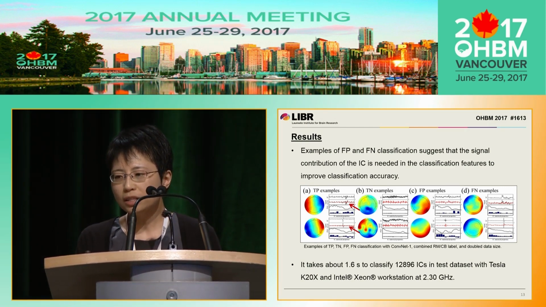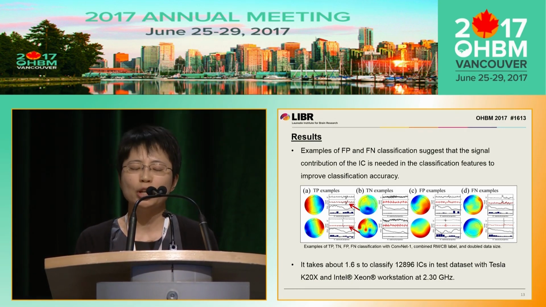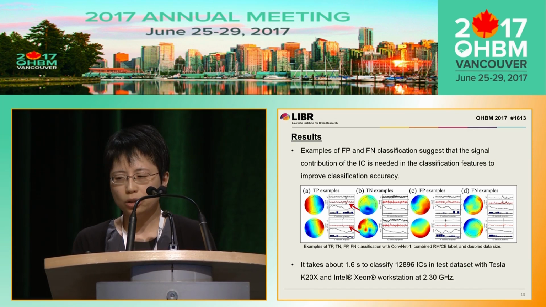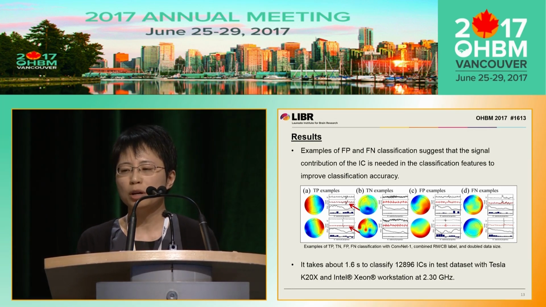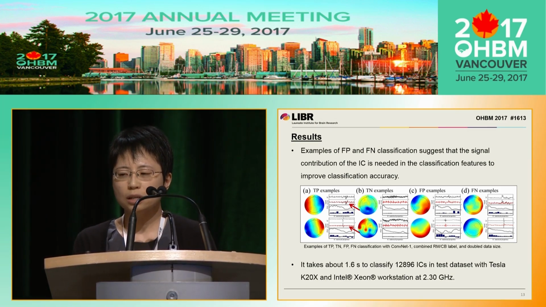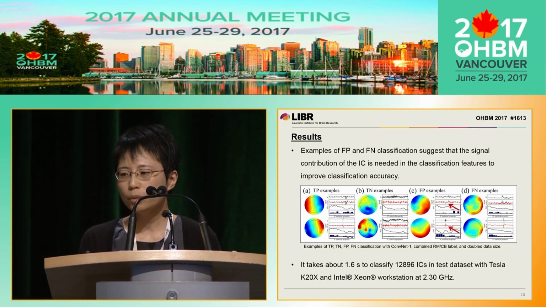Examples: the ICs in the true positive classification examples are the textbook standard examples for motion ICs, showing opposite polarity in the topographic map, peaks in the motion frequency range of the power spectrum, and significant spike reduction in the EEG time course when the IC is removed.